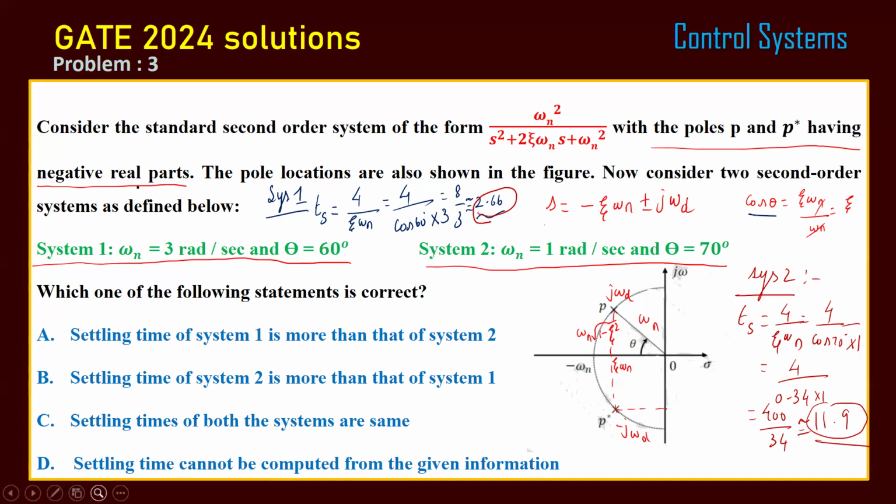So, find out the option. Which option is the correct one for this? Option B is the correct one. Settling time of system 2 is more than that of system 1. Okay. So, thus we solved 3 problems.